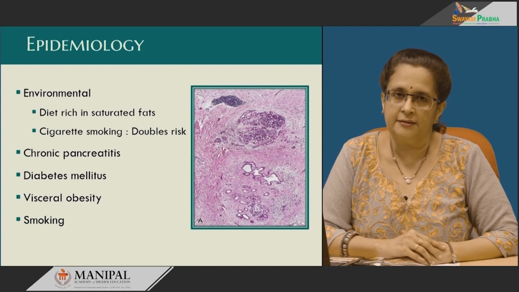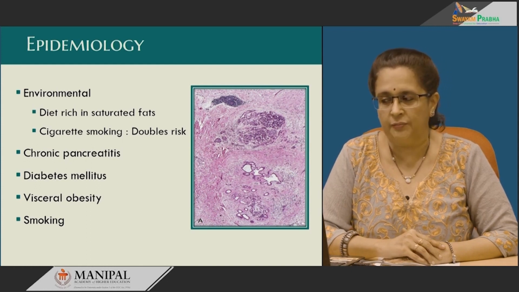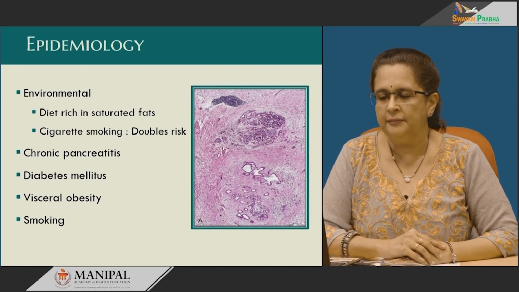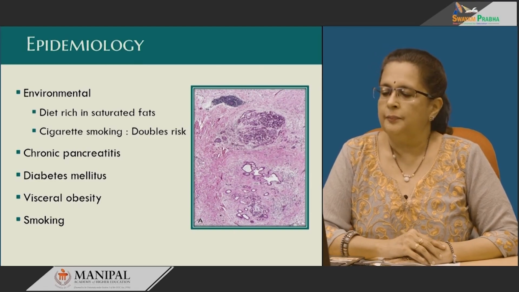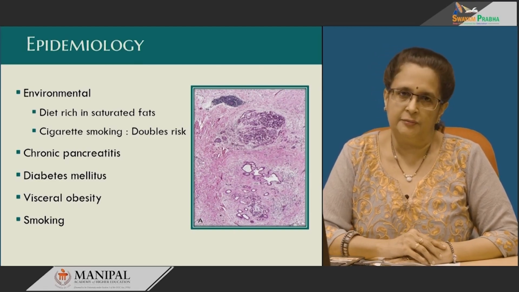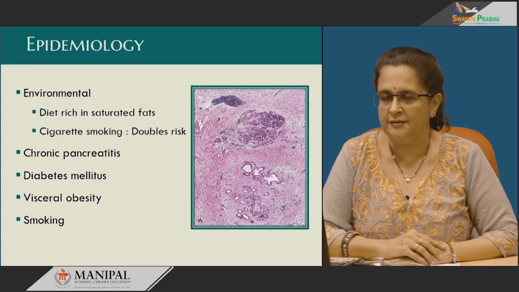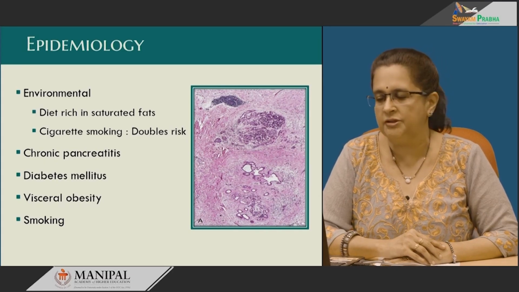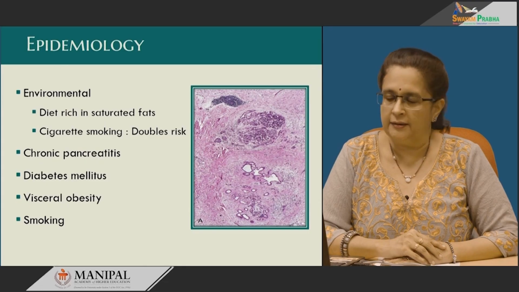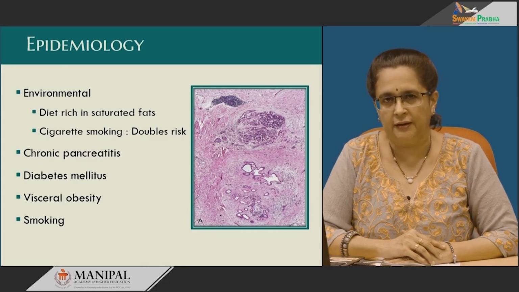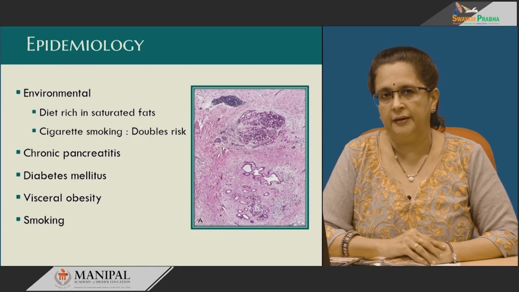Diabetes mellitus predisposes to pancreatic carcinoma. At the same time, sometimes development of diabetes mellitus may be the first sign of an existing pancreatic carcinoma in the patient. Visceral obesity and smoking are also associated with an enhanced risk for development of pancreatic cancer.